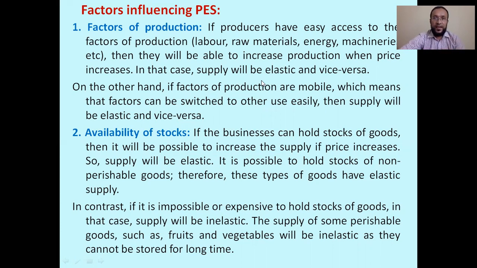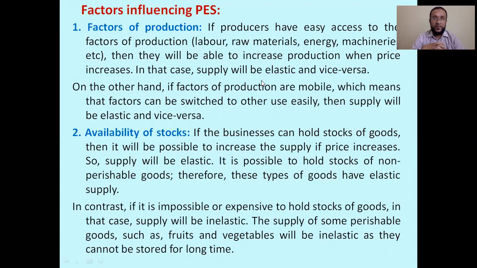If producers have easy access to the factors of production, so we know that our factors of production are land, labor, capital, and raw materials, energy, machineries, etc. These are the factors of production. If these factors of production are available, then they will be able to increase production when price increases. In that case, supply will be elastic and vice versa.